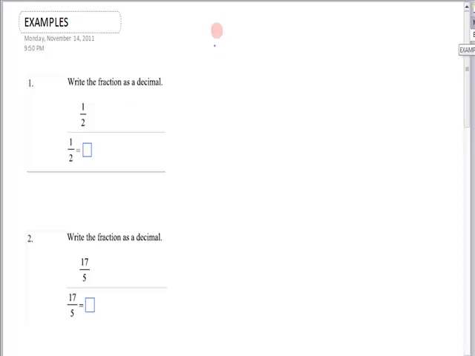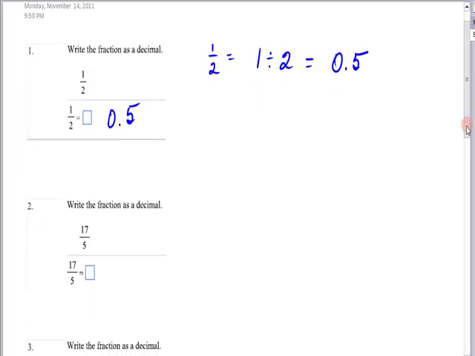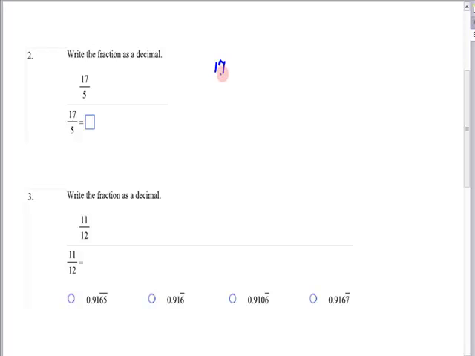Write the fraction as a decimal. If I have 1/2, then that is 1 divided by 2, and that should give me 0.5. So that is 0.5. 1/2 is the same as 5/10. All right, the next one, I have 17 over 5, which is 17 divided by 5. Now this is an improper fraction. That means it's going to give me a mixed number. So if I have 17 divided by 5, I'm going to get 3.4. So my answer is 3.4.